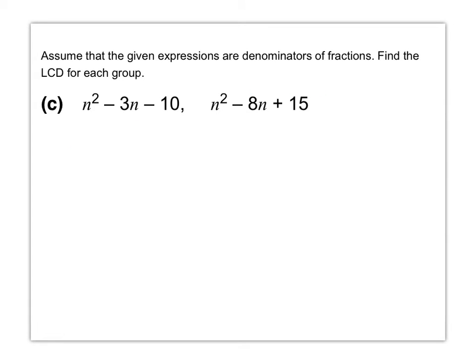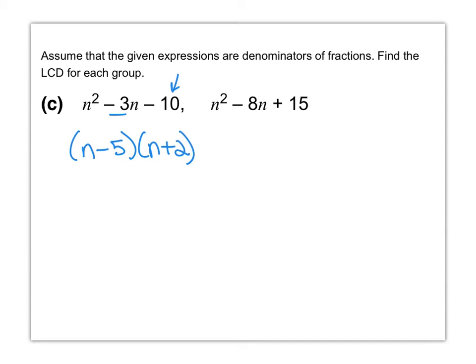Alright, let's take a look at this example where we assume that the given expressions are denominators of fractions. Find the LCD for each group. In this case, we're going to have to factor first so that each factor is represented as part of our LCD. These are both simple trinomials. So we're looking at the first one to find the pairs of factors of -10 that will add to give you -3. And the factors there would be n minus 5 and n plus 2.